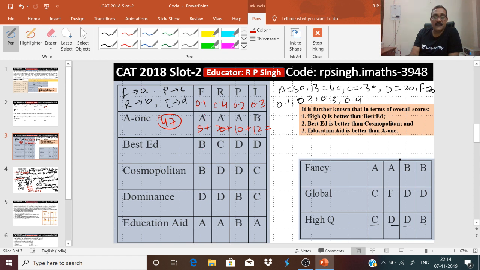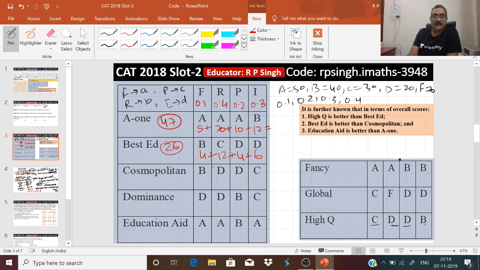B means 40. 40 into 0.1 will give you 4. C, that is 30. 30 into 0.4 will give you 12. D is 20, 20 into 0.2 will give you 4. And again D, 20 into 0.3 will give you 6. So it is 10, 12 and 10 is 22 and 4. It is 26.